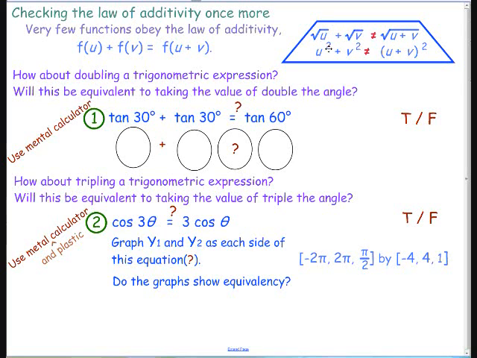Square root, squaring, neither one of them follow it. And we also looked at some of the trig functions. So, what about doubling? If we were to double a trig expression, will this be equivalent to taking the value of double the angle? So I've got a couple true and false for us to look at. The first one, we're just going to use our mental calculator. We can figure out what the tangent of 30 degrees is, can't we? And we can figure the tangent of 60.